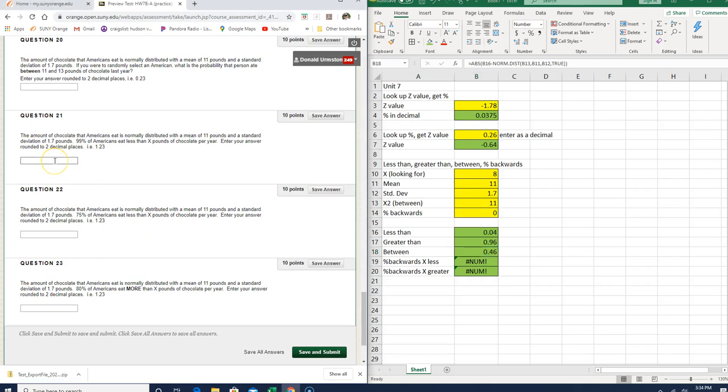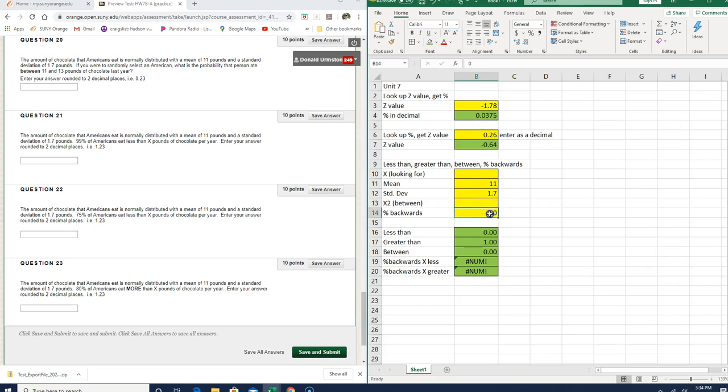Now, this is what I call the backwards problem, or a percent backwards. So we still have 11 pounds as our average. We still have 1.7 pounds as our standard deviation. But now they're not asking, if you randomly selected someone, what's the probability. They're saying 99% of Americans eat less than X pounds of chocolate per year. So we're not dealing with the X. I'm just going to delete that out. I'm going to take the X2 and delete that out just to show I don't need it.